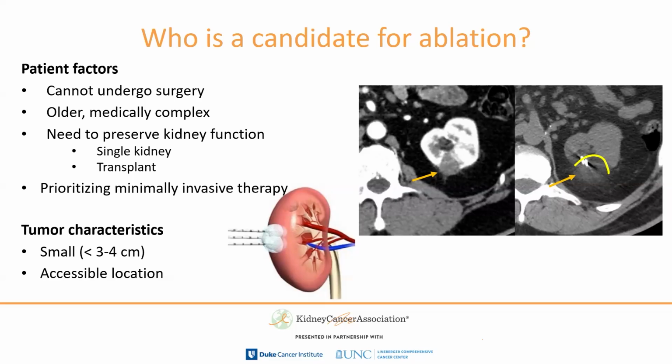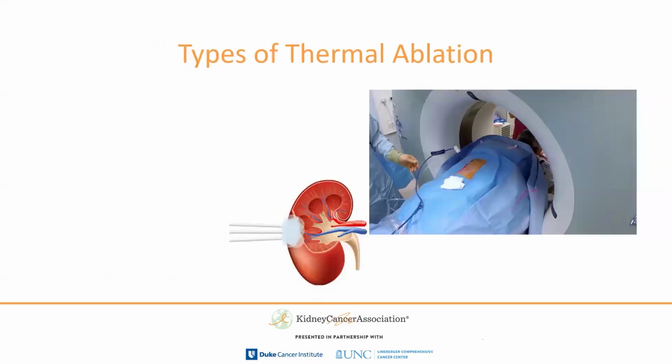And then tumor characteristics: best for small tumors and, this kind of makes sense, tumors that are accessible, that are in an area that we can safely get to with these special needles.